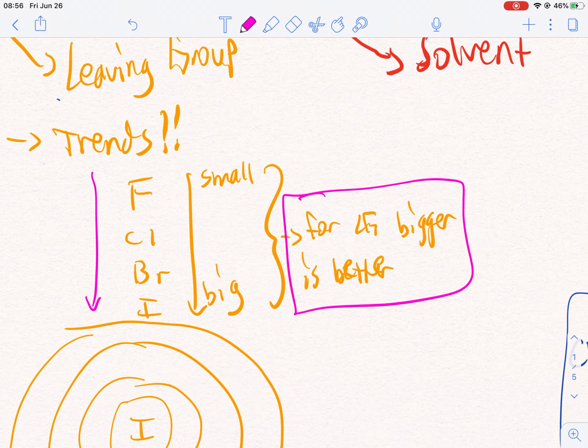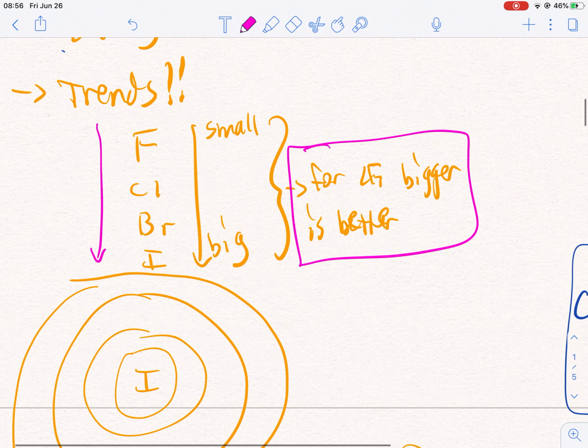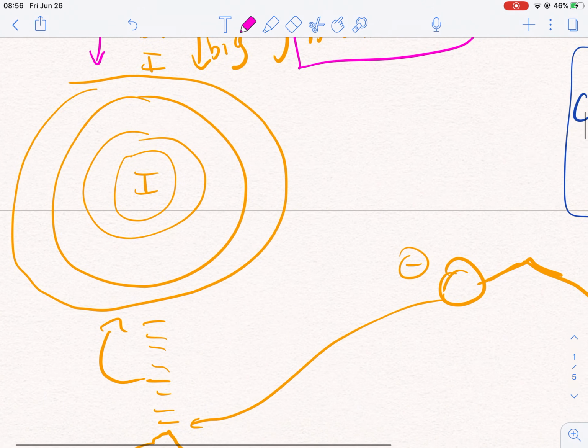Fluorine to iodine and down goes from smallest to biggest, right? And so that means that these are going to be better leaving groups because there's more space between them and the carbon that's being interacted with by the nucleophile. Okay, and there's an example right here.